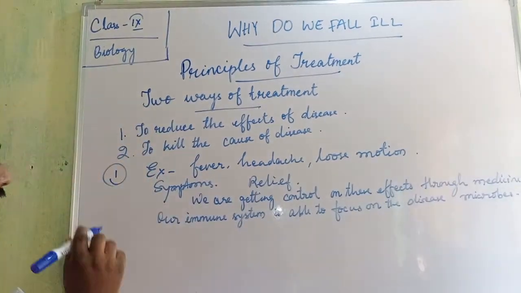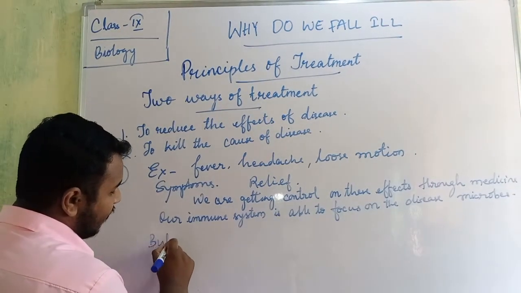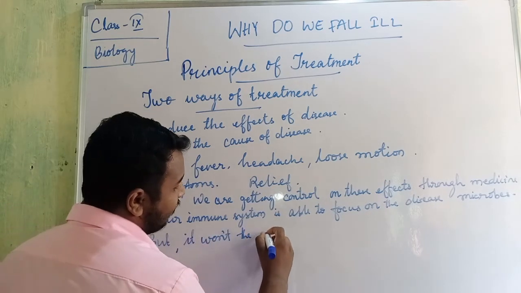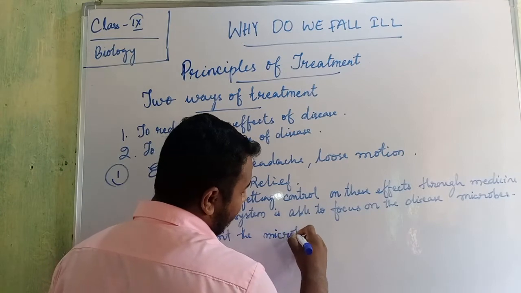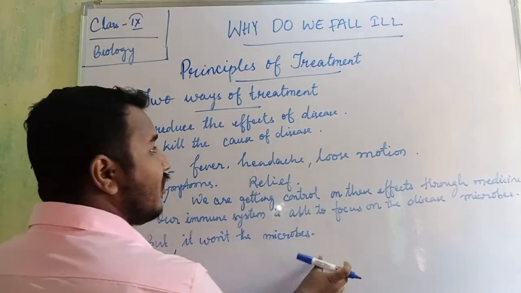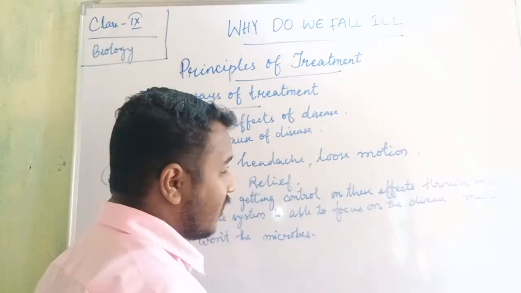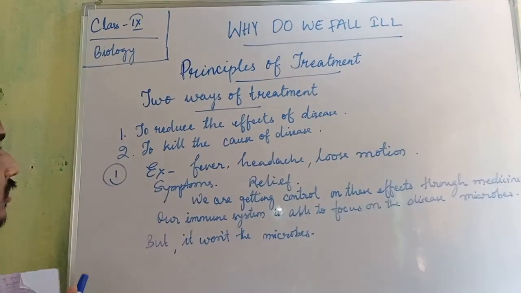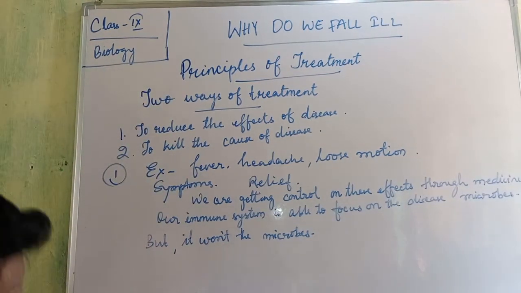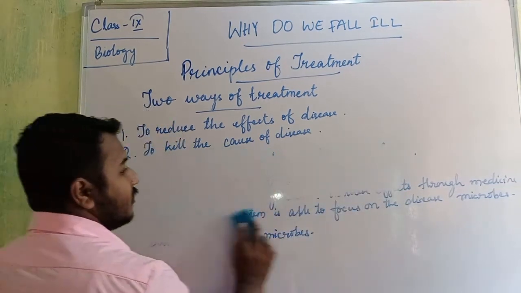But here one limitation or disadvantage is there. What is the disadvantage? It won't kill the microbes. Here microbes are not killed. Why are they not killed? Because these medicines are only affecting whatever symptoms are there. So they are not killing the microbes. In the second type we will be studying how they are killed. So the first one is finished, then the second one.